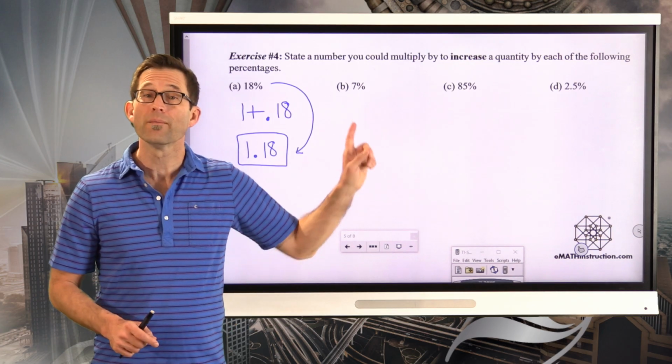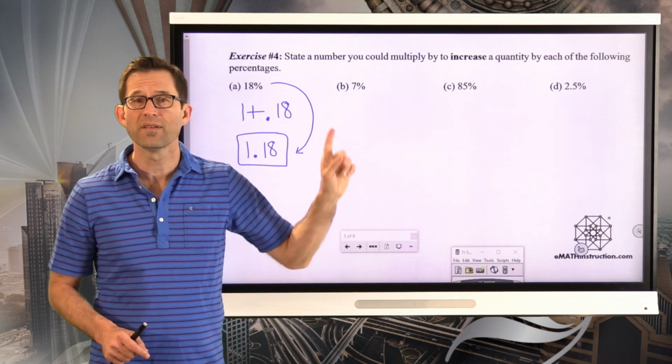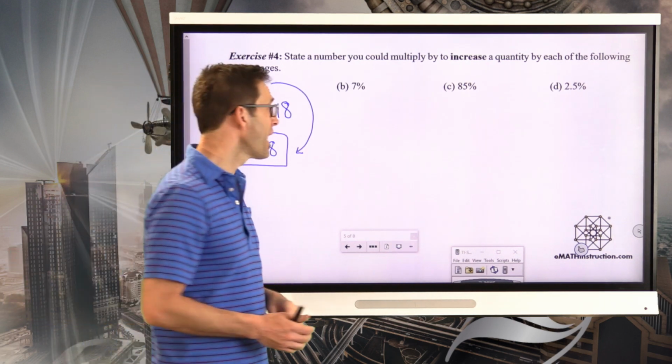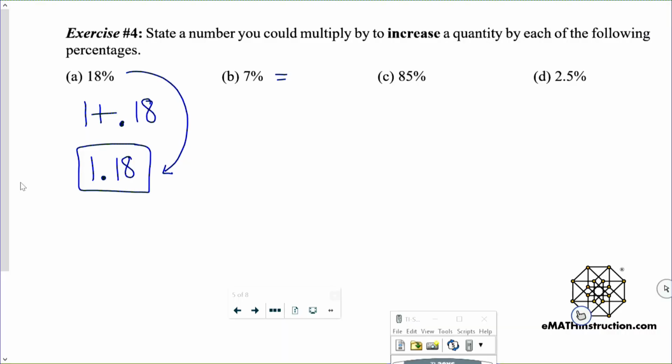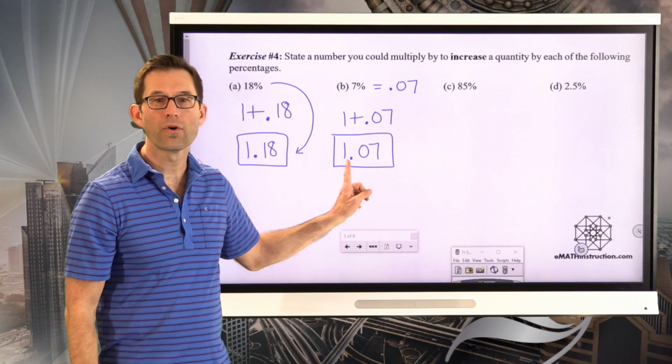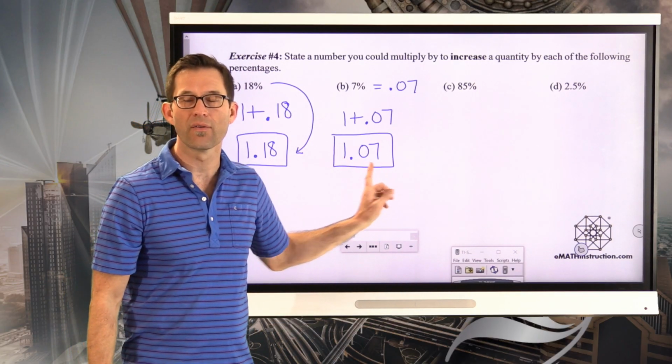All right. Well, you've got to watch out, right? Because it would be tempting to say 1.7 for 7%. But in fact, 7% is the same as 0.07 as a decimal. And therefore, to raise something by 7%, I would multiply by 1 plus 0.07, or 1.07. Again, I'm getting 100% plus another 7%.